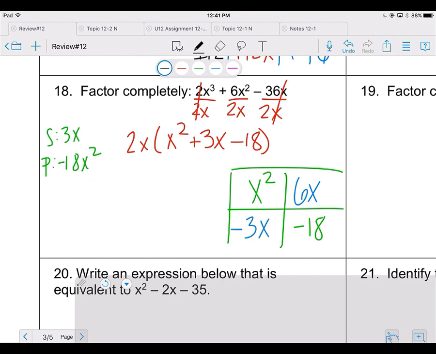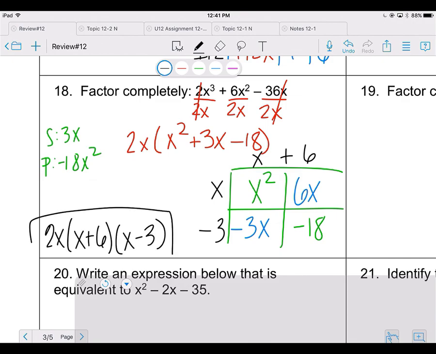Take out that GCF, so x squared and negative 3x share an x. 6x and negative 18 share a 6. x squared and 6x share an x. Negative 3x and negative 18 share a negative 3. So GCF in front, factor, factor.